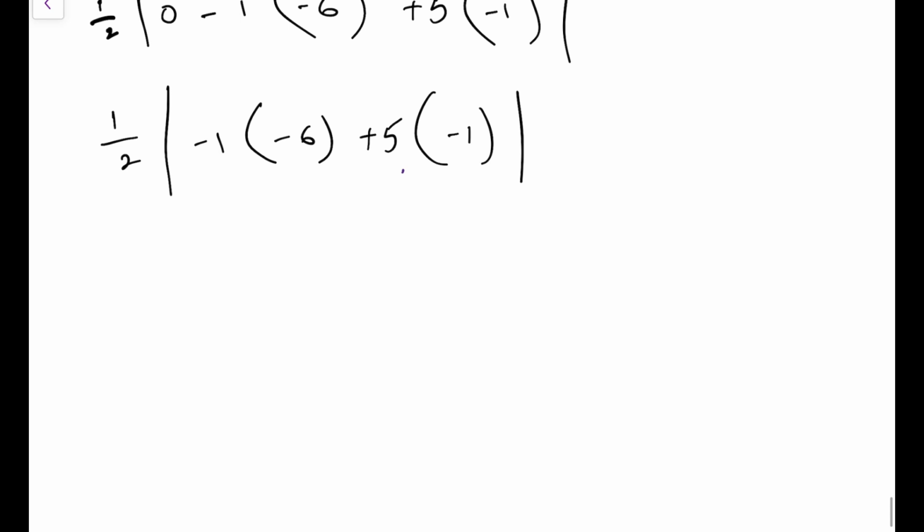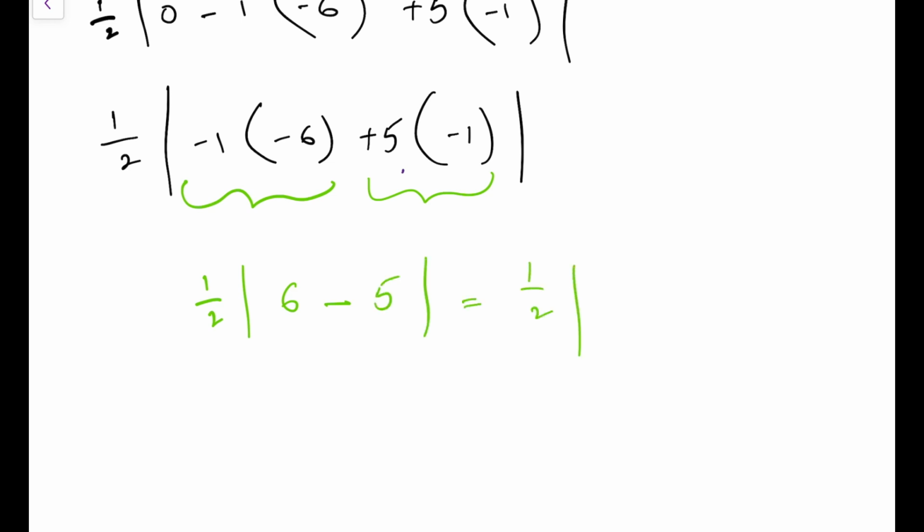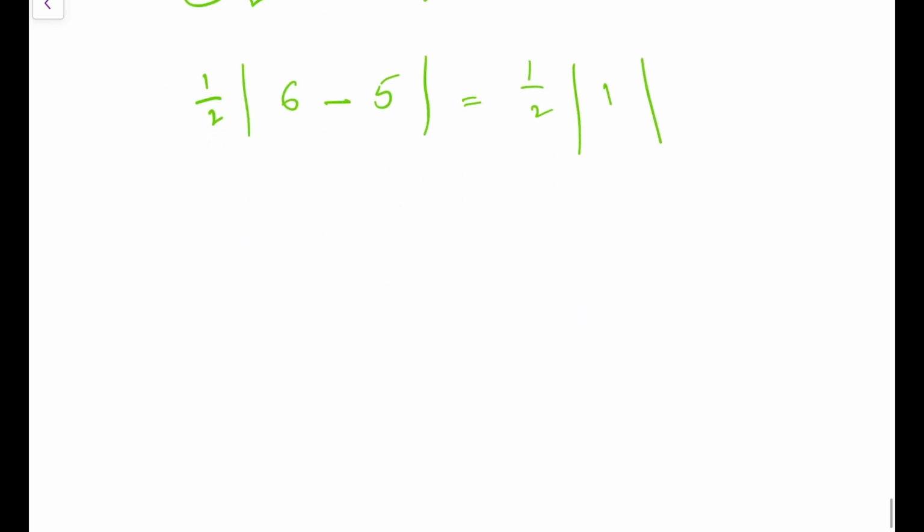If we simplify this further, half modulus: -1 into -6, minus into minus is plus, 6 ones are 6, plus 5 into -1, plus into minus is minus, 5 ones are 5, which equals half modulus 6 minus 5, which is 1. Now remove the modulus. Half into 1 is half only. So we are finding the area, then it will be half square units.